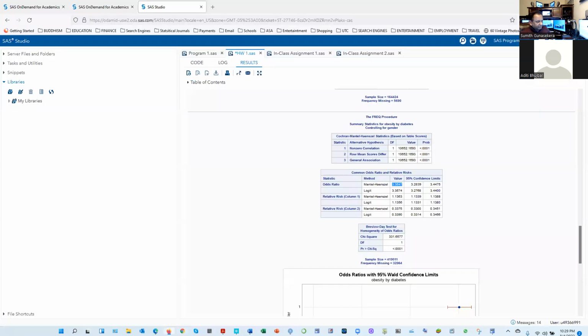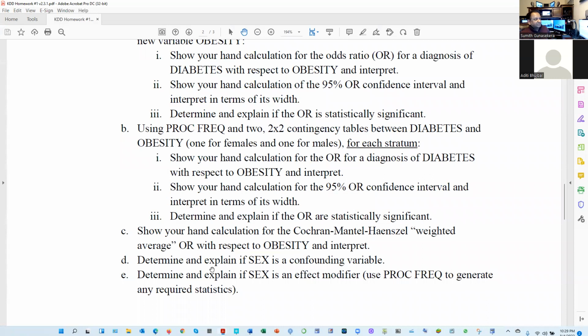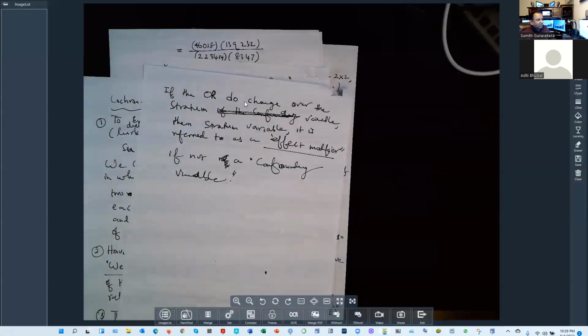Sorry, number 3. Determine and explain if sex is a confounding variable. That means if the OR changes over the strata, like across your male and female, this is referred to as an effect modifier, if not a confounding variable.